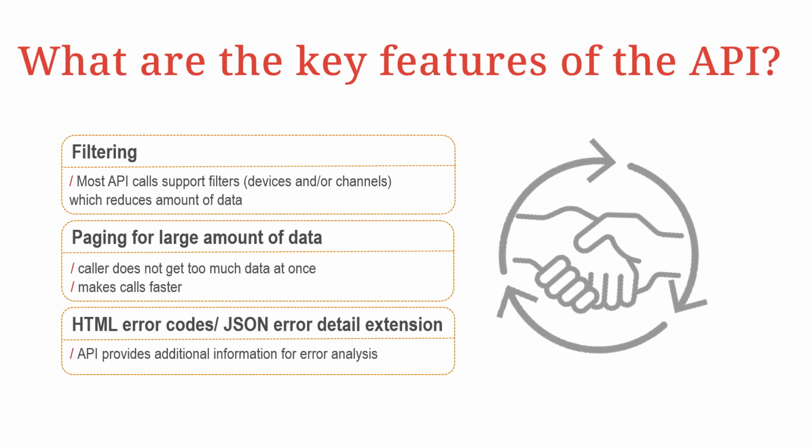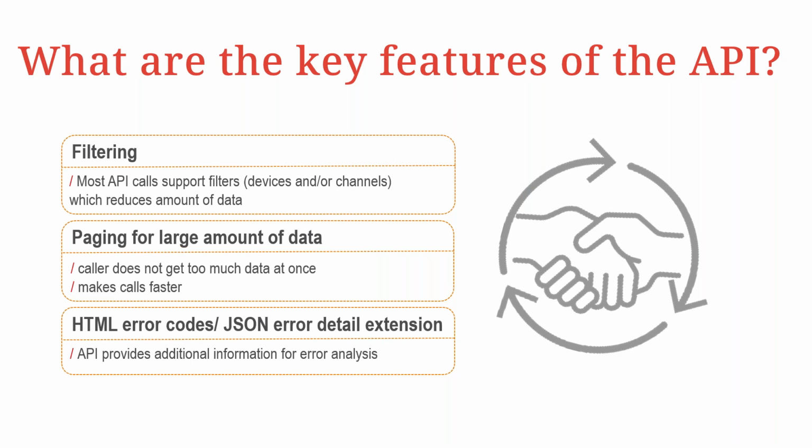What are the key features of the API? This allows you to do filtering, which most API calls support, such as filtering by device and channels, which reduces the amount of data. So this allows you to filter out exactly what data you want to view, for example, and allows less traffic in a sense.